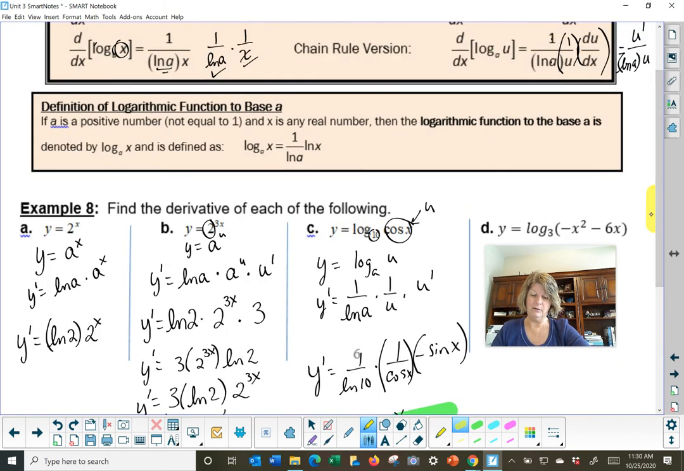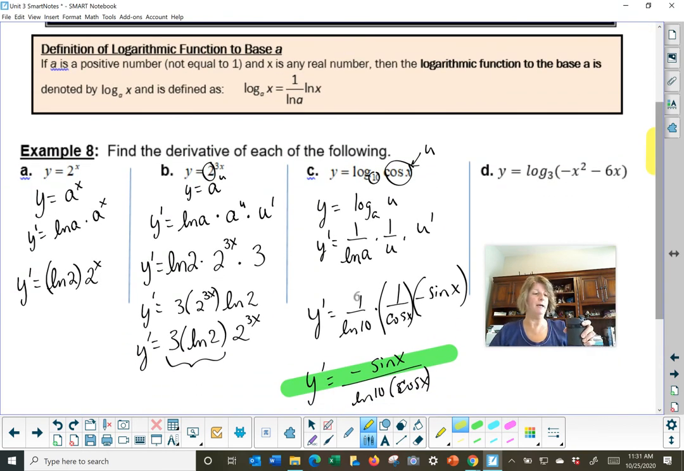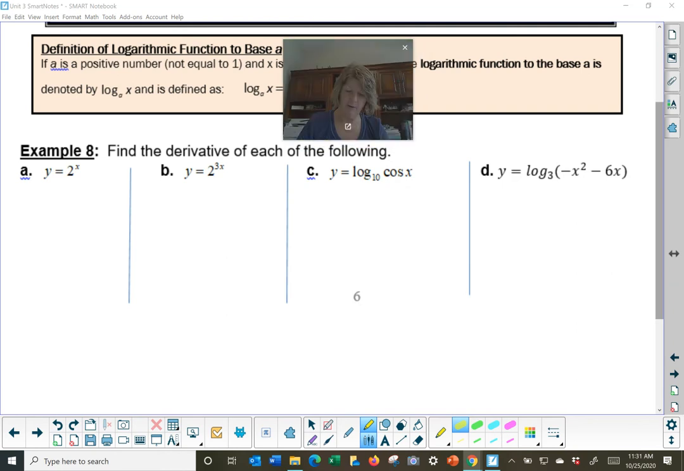All right, log base 3. See if you can do this one on your own. Hit pause. Go do it. All right, I will do it too.